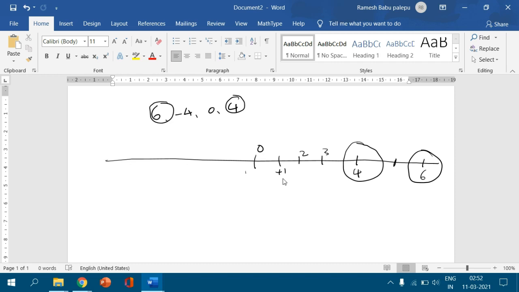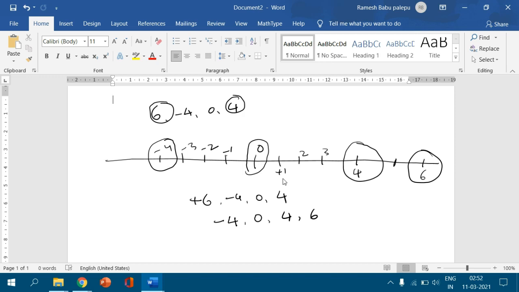And also we represent the neutral number 0 on the number line, and minus 4. We know that the left side of 0 holds the negative numbers: minus 1, minus 2, minus 3, and minus 4. The minus 4 is very less than the remaining values. Suppose we are arranging 6, minus 4, 0, 4 in ascending order. First of all, the smallest one, minus 4, then 0, 4 and 6. This is the ascending order, right?